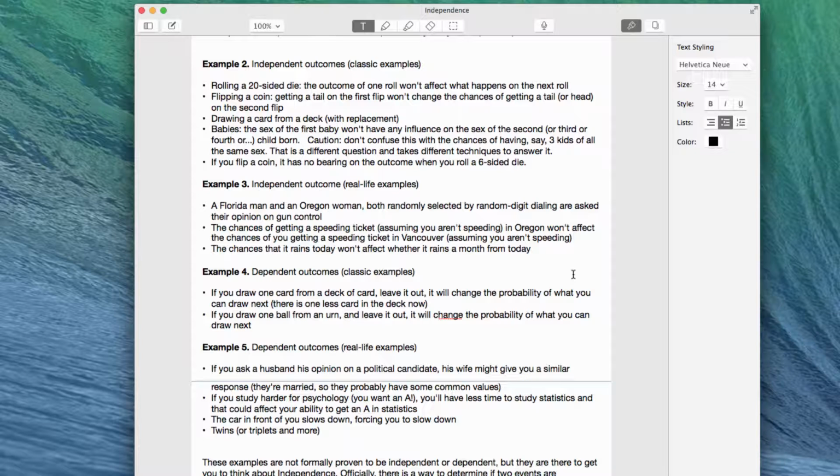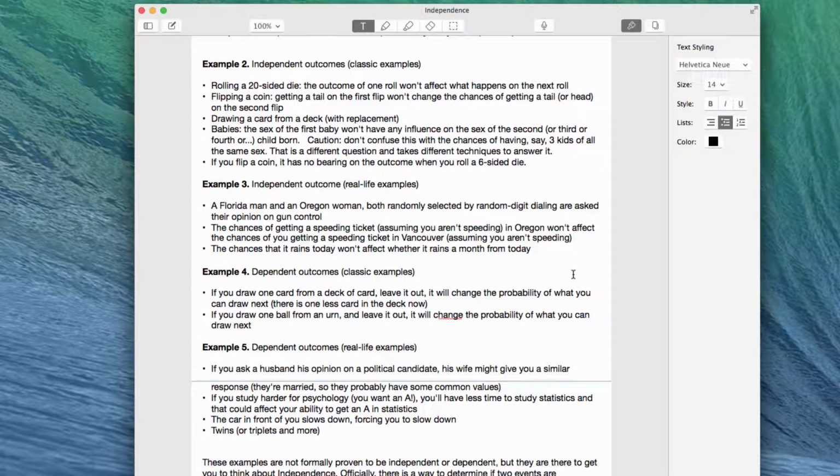So now some dependent outcomes. We kind of know what it means to be independent, so let's contrast that with dependent outcomes. If you draw a card from a deck and leave it out, it will change the probability of what you can draw next because you have a smaller pool of cards. Same thing with the classic example of drawing a ball from an urn, which is just like a jar. You have different colored marbles in an urn. If you leave out one of the marbles, it will affect what you can get next time.